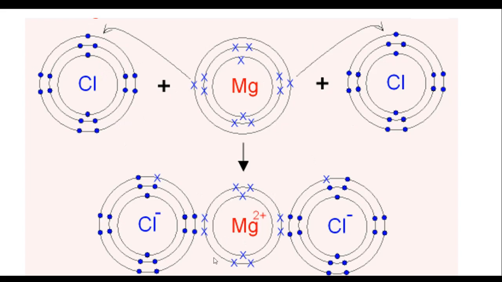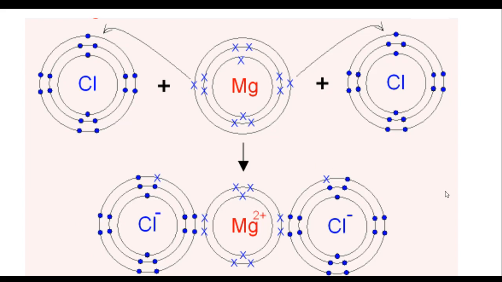They now have a full outer shell, and they've got a charge because of that difference in the amount of electrons. So the chloride ions are negative because they've gained electrons, and the magnesium is positive because it's lost them. It's given them to the chloride ions. So that magnesium ion is positive. Hopefully that picture really helps cement that idea.